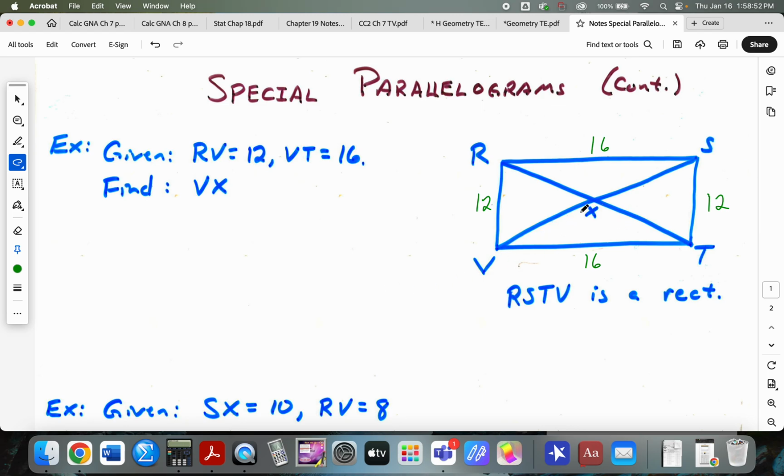RS is 16. We want to find the length of VX. All right, so we want VX. VX isn't part of a right triangle, though, is it? So that kind of makes it a problem. But remember that the diagonals in a parallelogram bisect each other, and in a rectangle, they're equal to each other. So all those are the same length. So I'm going to focus on one of these bigger triangles and figure out how long VS is.